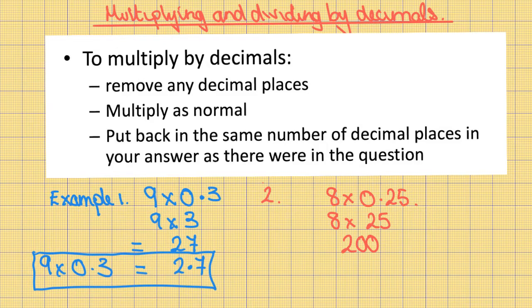If you look at the question, there are 2 numbers after a decimal place in the question. So 8 times 0.25 is equal to 2.00. Well, we don't put the 0.00, so the answer is 2.